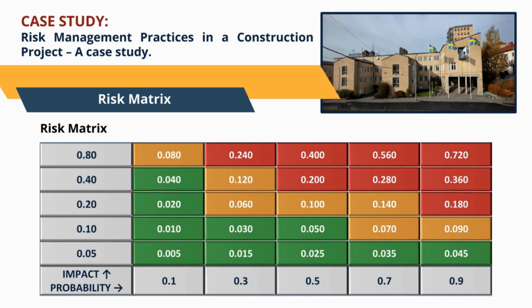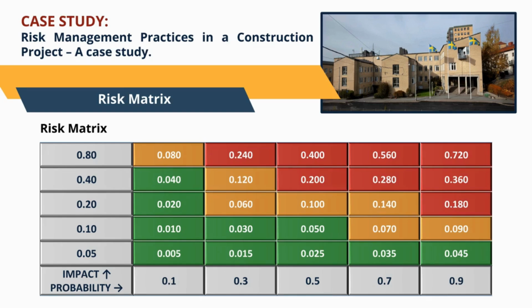Each cell in the matrix shows a risk score, calculated by multiplying probability by impact. Higher values indicate risks that have a greater influence on project objectives. Color coding is used to support quick interpretation. Green areas represent low-level risks that may be accepted or monitored.